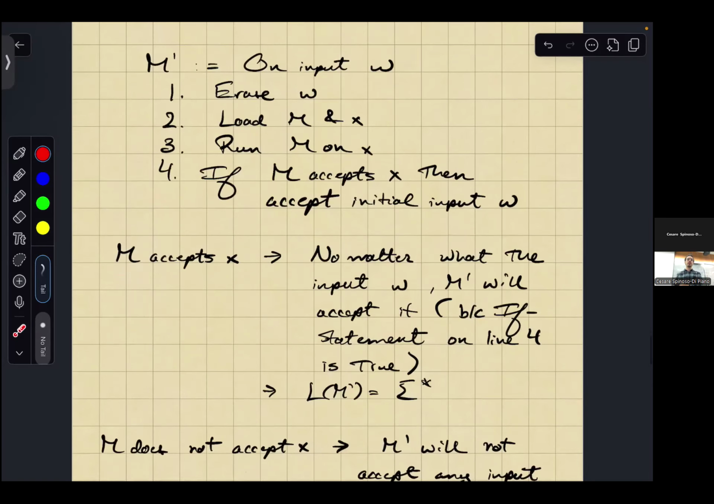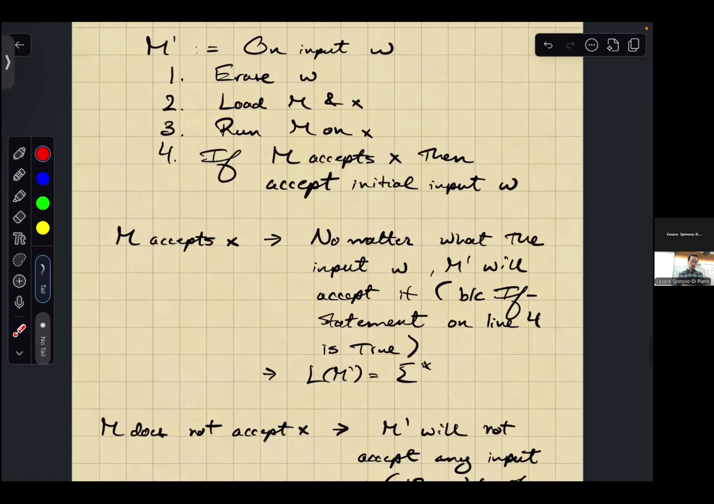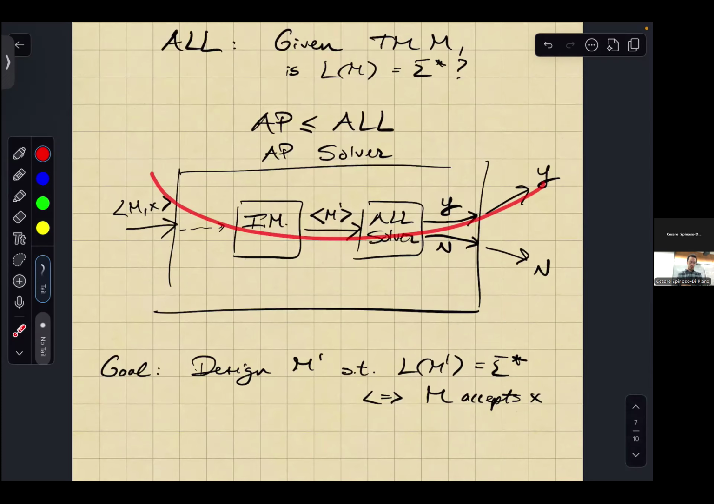Yes, you need an if and only if. You need a yes goes to a yes and a no goes to a no.